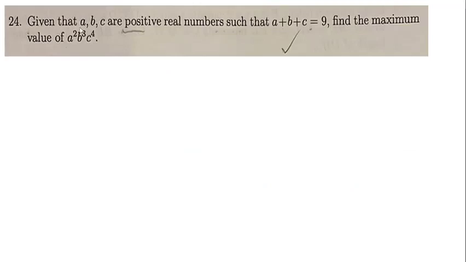Problem number 24, given that a, b, c are positive real numbers such that a plus b plus c equal to 9, find the maximum value of this. Okay, we want to use AM-GM. We say a over 2 plus a over 2 because we want to create a squared, plus b over 3 plus b over 3 plus b over 3.